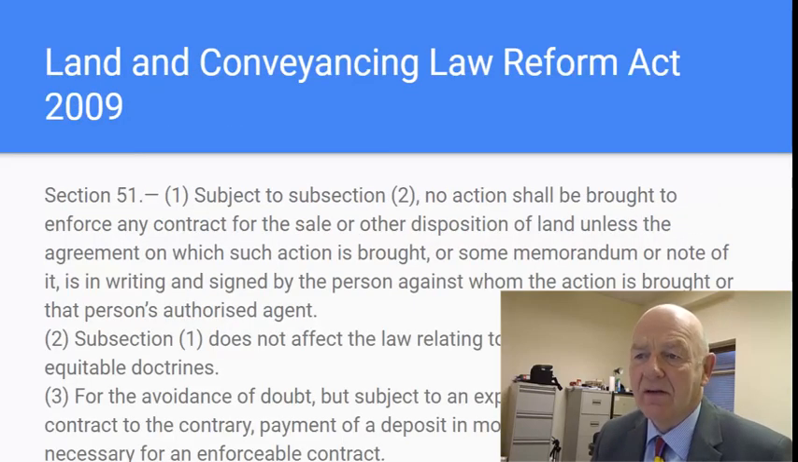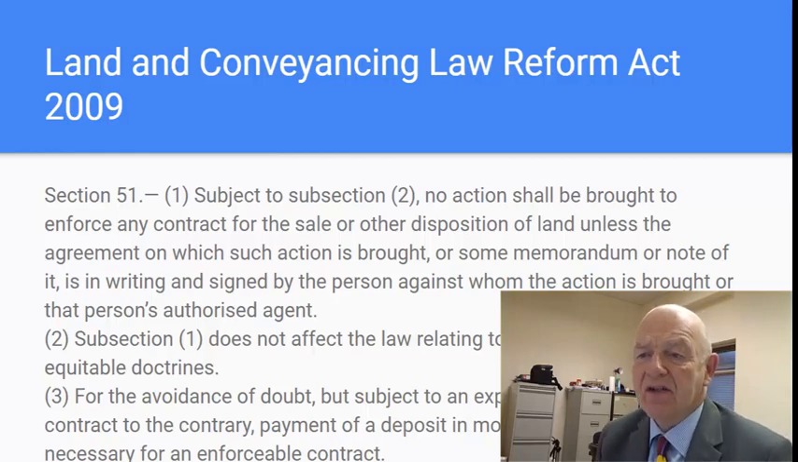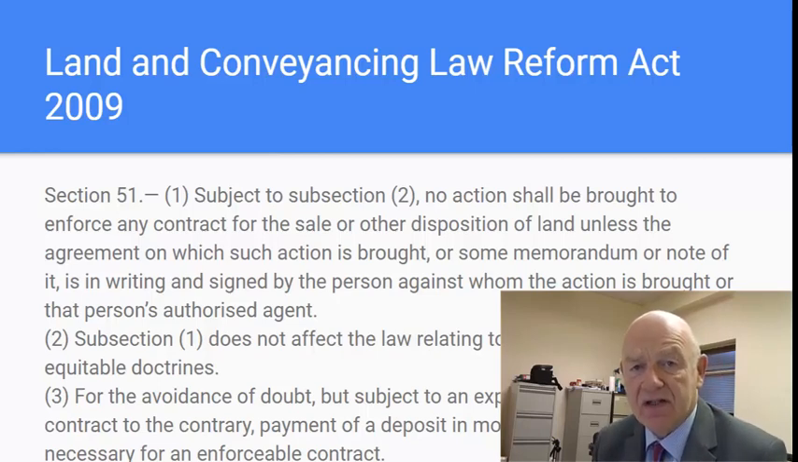The Land and Conveyancing Law Reform Act of 2009 then repealed the Statute of Frauds Act of 1695. Basically, Section 51 of this 2009 Act says that no action shall be brought to enforce any contract for the sale of land unless the agreement on which such action is brought or some memorandum or note of it is in writing and signed by the person against whom the action is brought or that person's authorised agent.